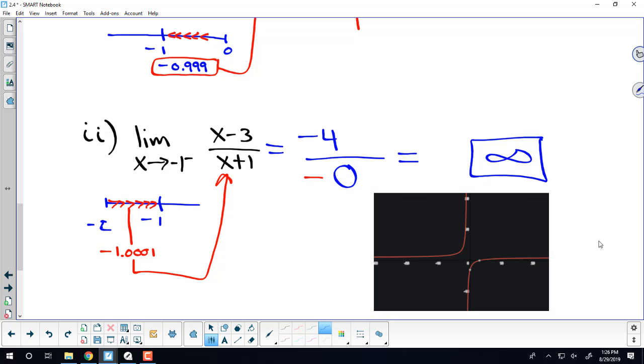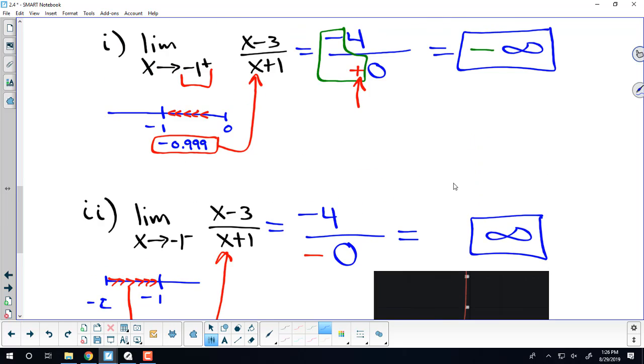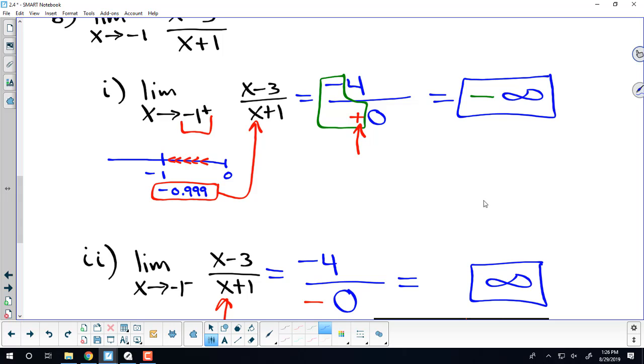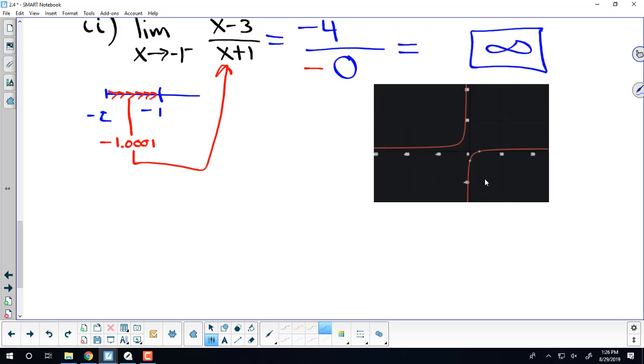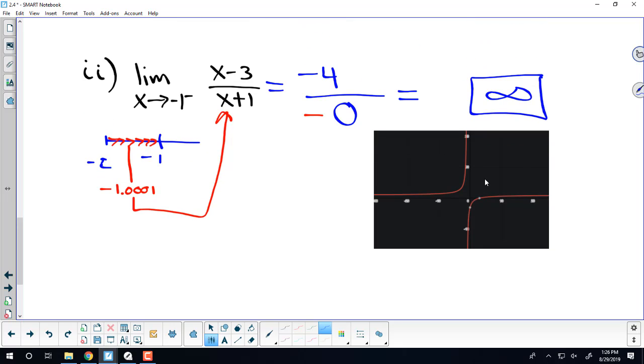So there's verification of what we've done here. As we approach -1 from the left, our function's values are getting larger and larger. And as we approach -1 from the right, the function values get smaller and smaller. Any questions on that?